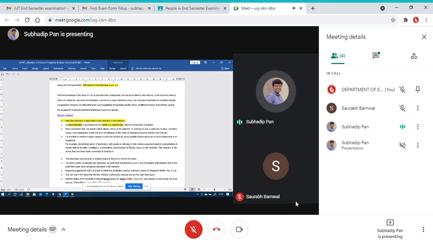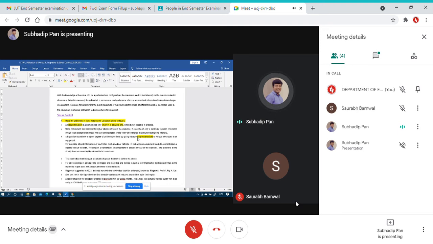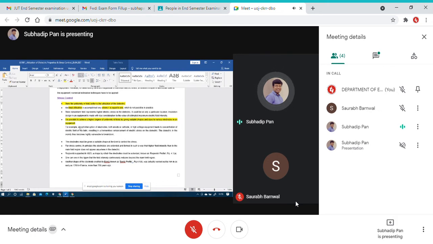Okay, so the fourth point is, it's possible to achieve a higher degree of uniformity of field by giving suitable shape and size. That means shape and size matter for better dielectrics. See what type of shape and what type of size you are using for better utilization or better uniformity of the field, for the various electrodes in the equipment. This point is very important. Okay, so now this is for example.